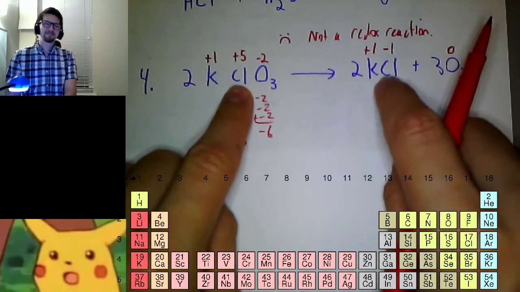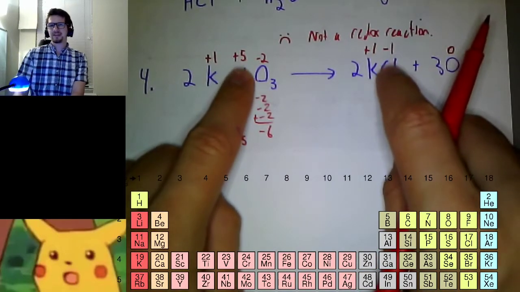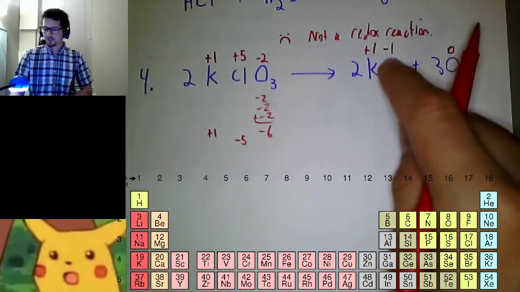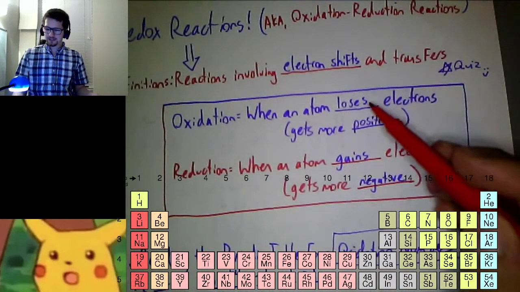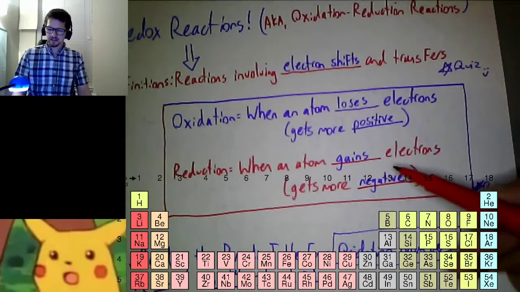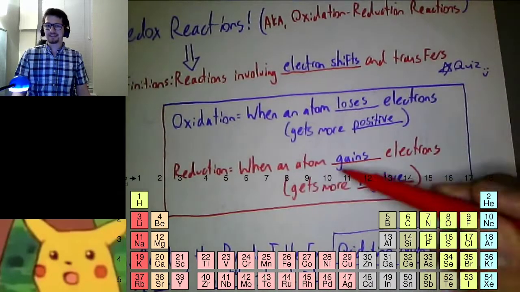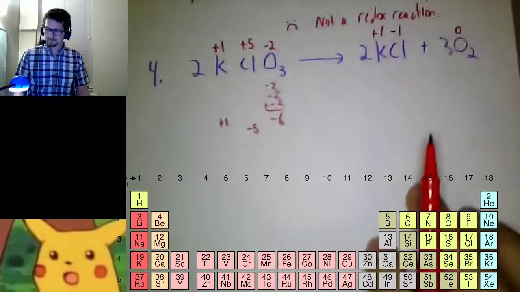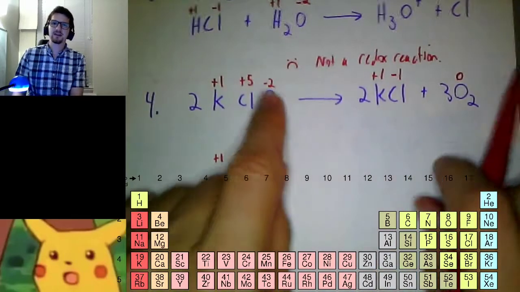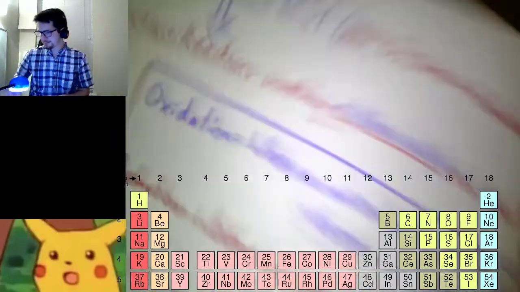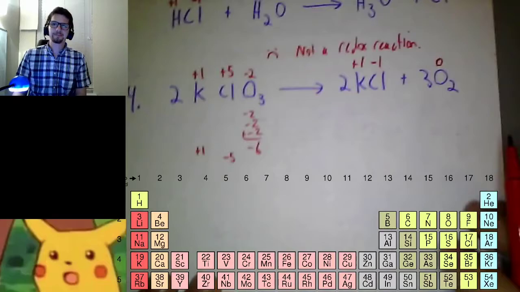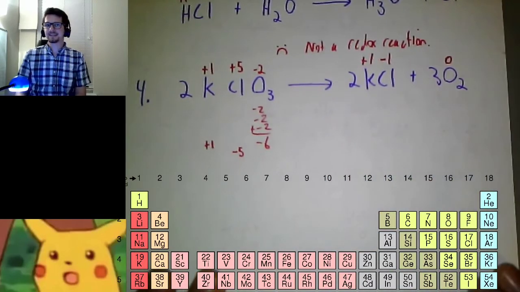My Cl is going from plus 5 to minus 1. Ooh, that lost a lot. And if it loses, what is it? If it gets more negative, then it's going to be a reduction. Got to be careful with how I say these things. O goes from -2 to 0. It gets more positive. What happens when something's getting more positive? It's oxidation. So my O is being oxidized.